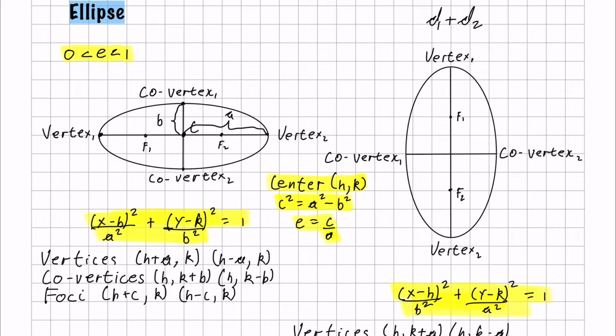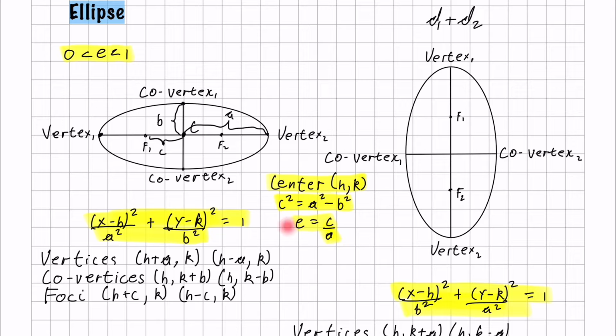And the foci, the distance from the center to the foci will be called C. This is the C distance. Now you can find the C distance if you have the A and B distance. So C squared is equal to A squared minus B squared. Always remember, that's something that you have to remember.